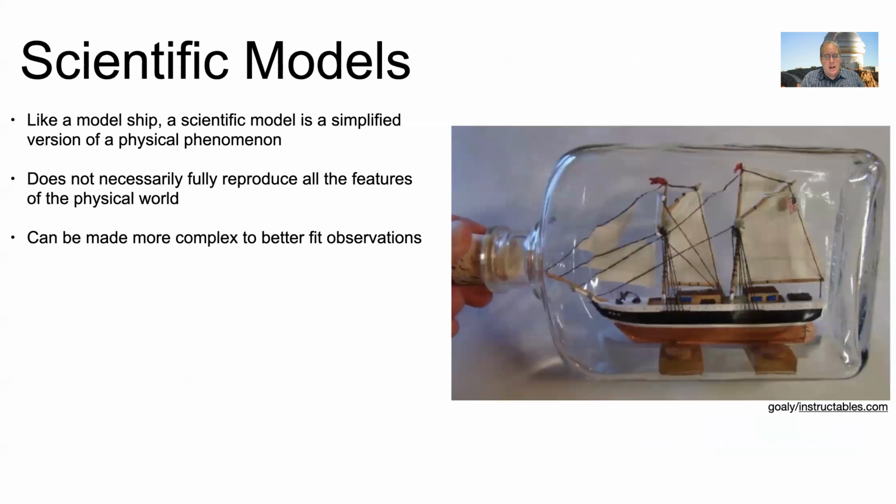Okay, so a little bit more on models. The way you're probably used to hearing this word is something like a model ship. And a scientific model is a lot like that. It's a simplified version of a bigger thing. So this model ship here is a simplified, smaller version of a full life-size ship.